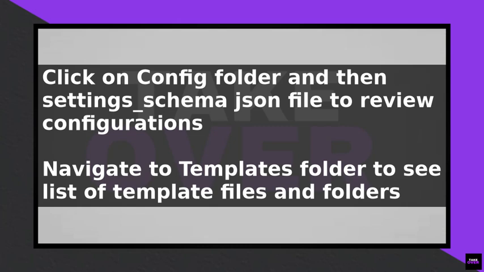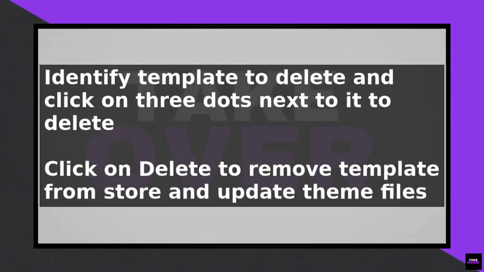Alternatively, if you want to delete a template that is currently in use, you will need to first change the template assigned to the page or section. To do this, navigate to the page or section that is using the template and click on the template suffix option. Select a different template from the drop-down menu and then click Save. Once the template is no longer in use, you can delete it by following the steps outlined above.